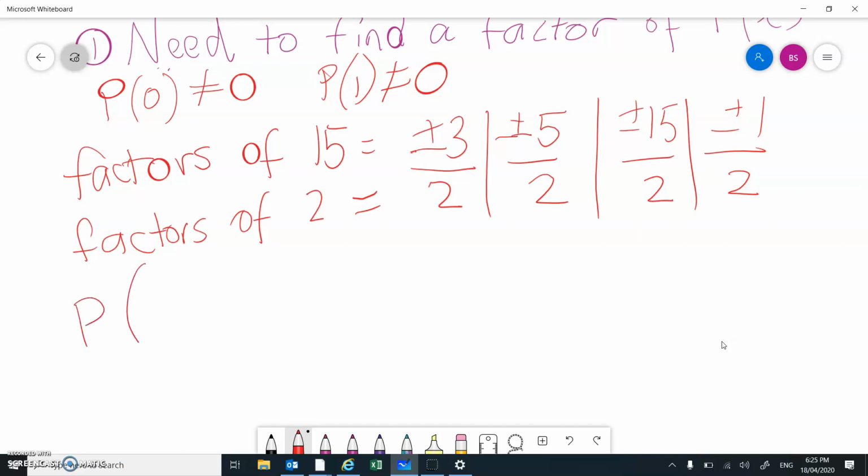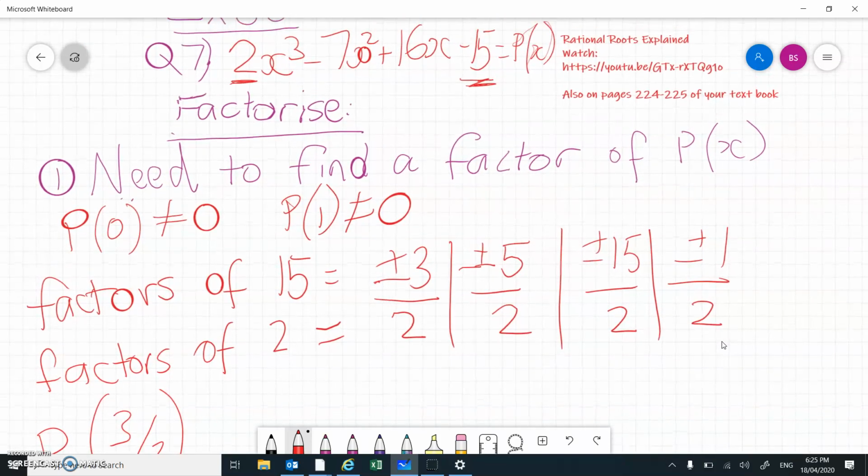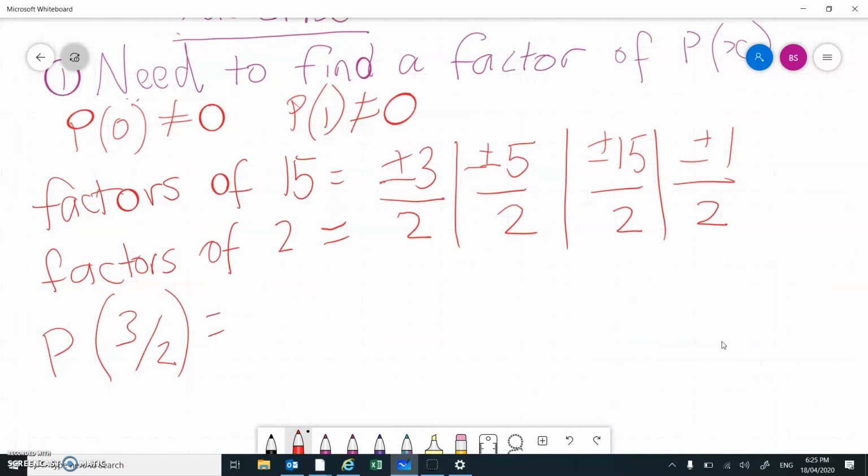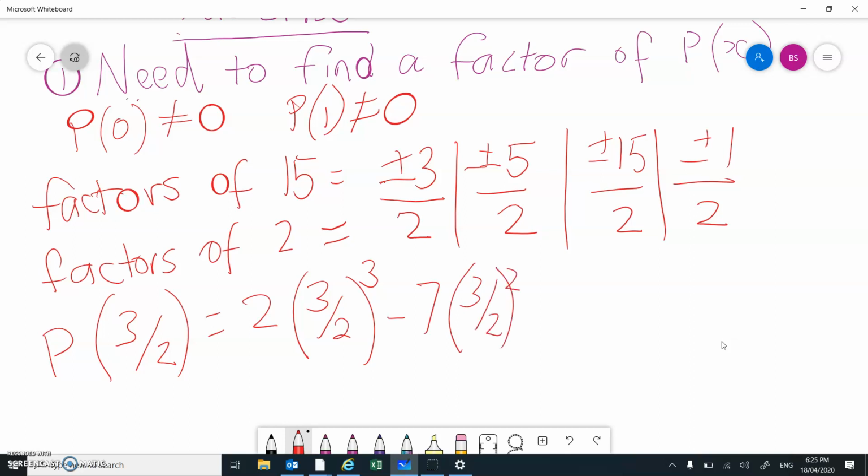I'll try p of 3 on 2 first. If I sub that back into the question right at the top there, what do we get? 2 times 3 on 2 cubed minus 7 times 3 on 2 squared plus 16 times 3 on 2 minus 15. We actually do get 0.